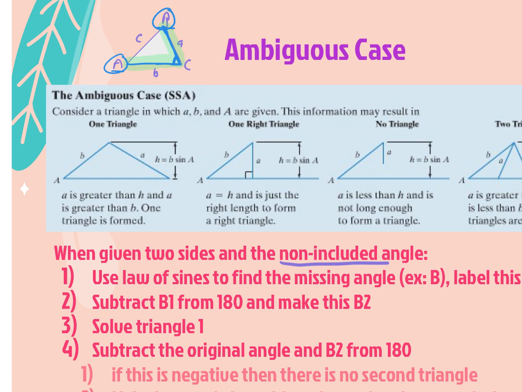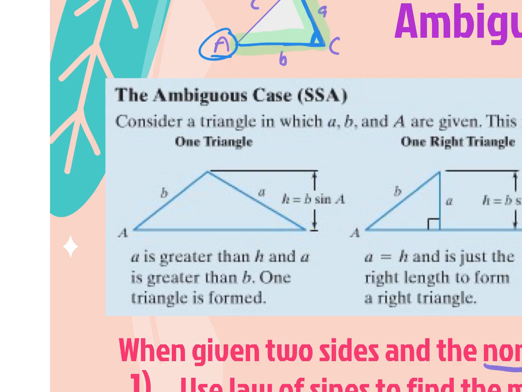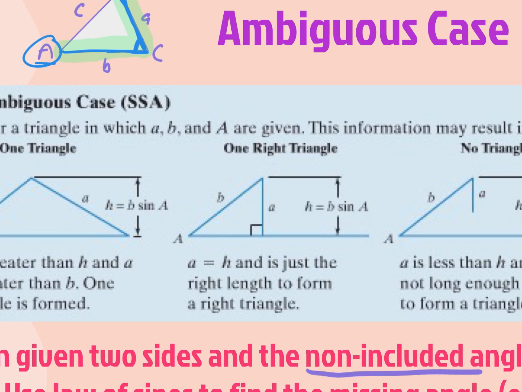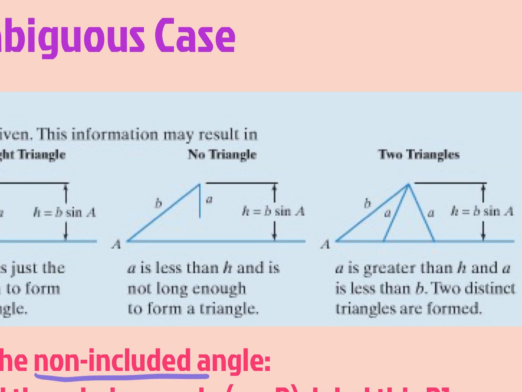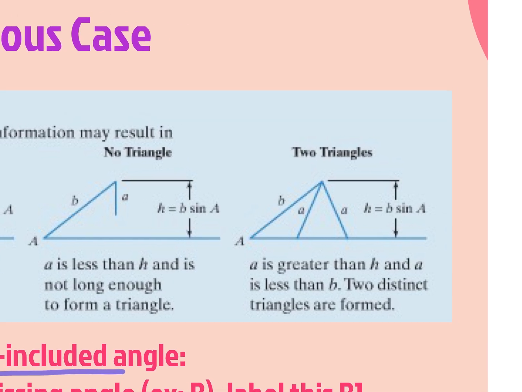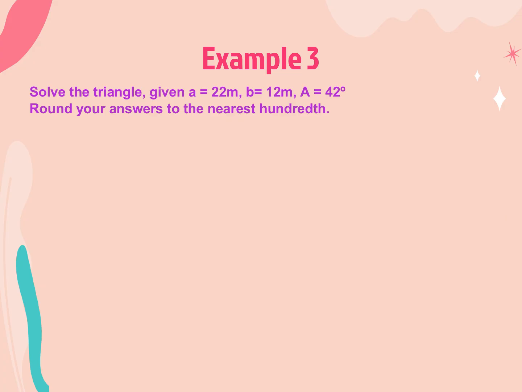This is the visual of what some of these might look like. This is the normal case where you have one triangle. Sometimes it's a right triangle. We won't really deal with that right now. Sometimes there's no triangle, meaning the information that you're given doesn't make sense with any triangle. Or sometimes the information that you're given makes sense with two triangles. So we're going to do a couple of these. Let's start with this one.